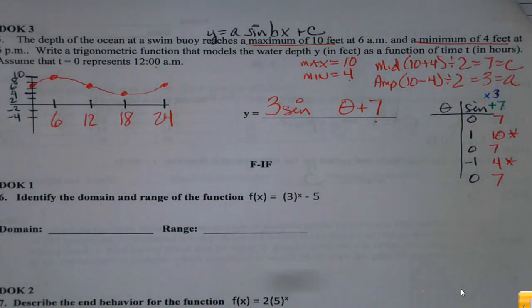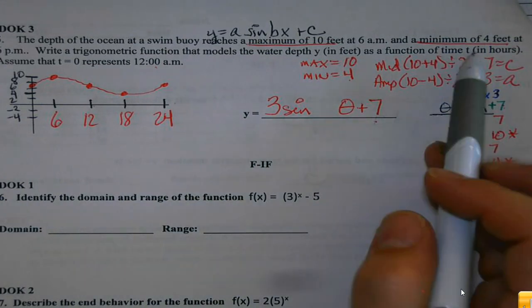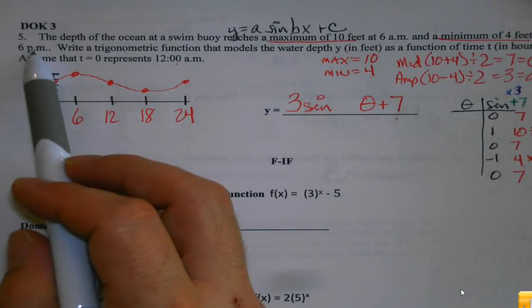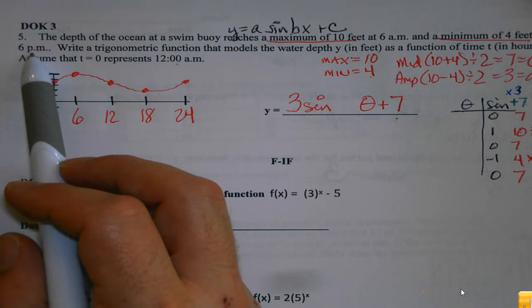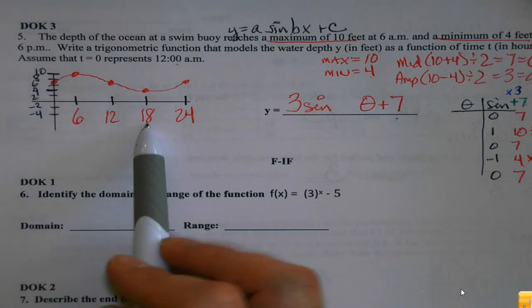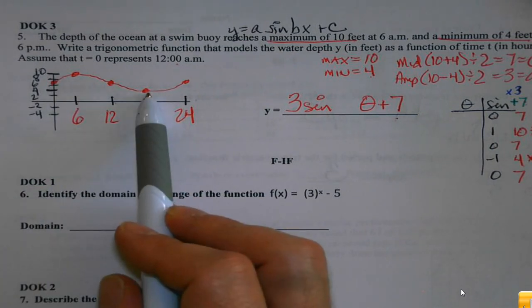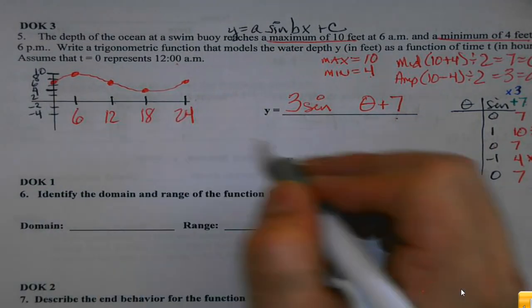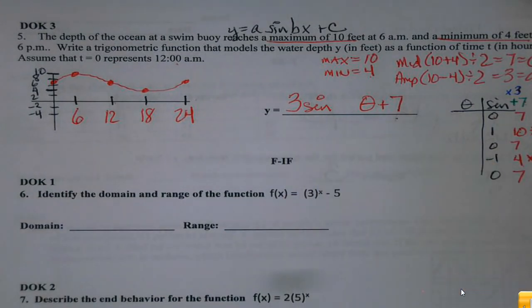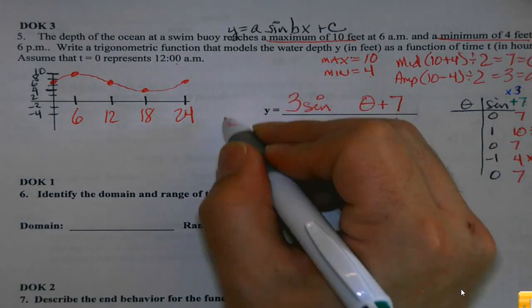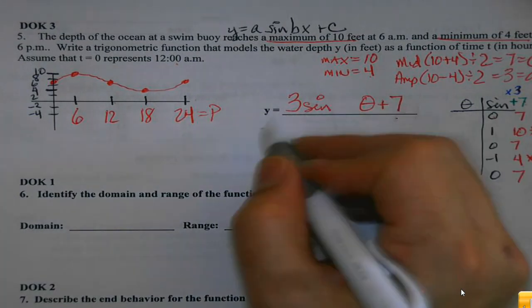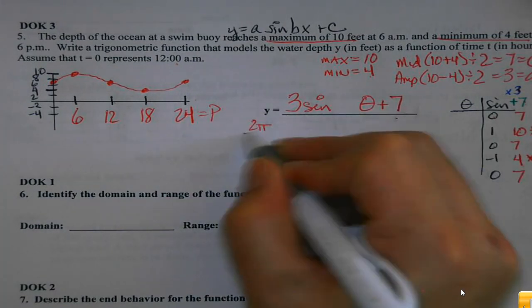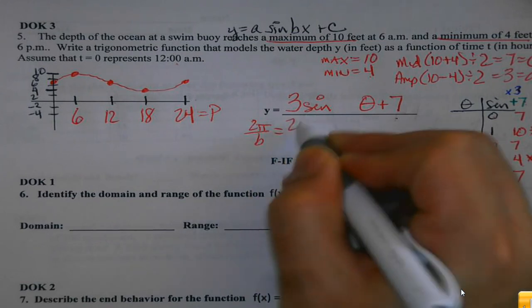But if I wanted to double check, let's look at the min value here. The minimum's at 6 p.m. How many hours after midnight is that? Well, midnight to noon is 12, and to 6 p.m. is another 6, which is 18. There's my minimum. So you're like, okay, so now what? Well, if my period's 24, I need to know B. So 2 pi over B equals my period.